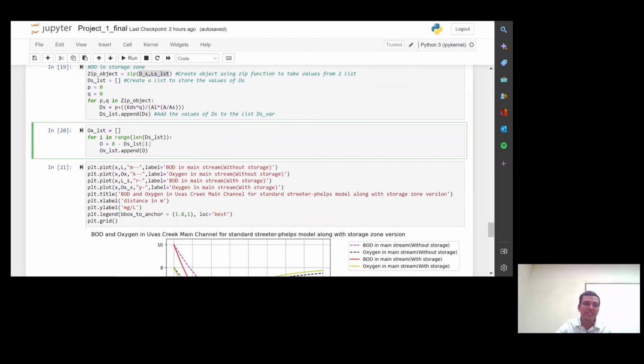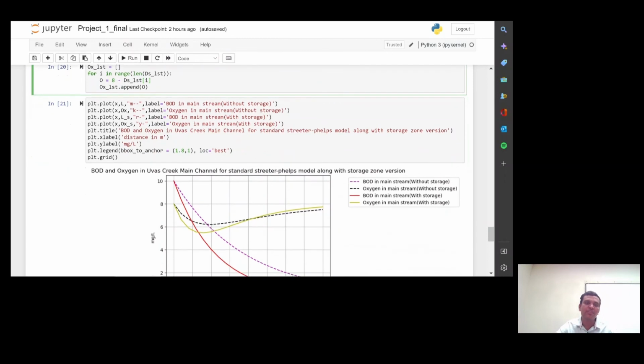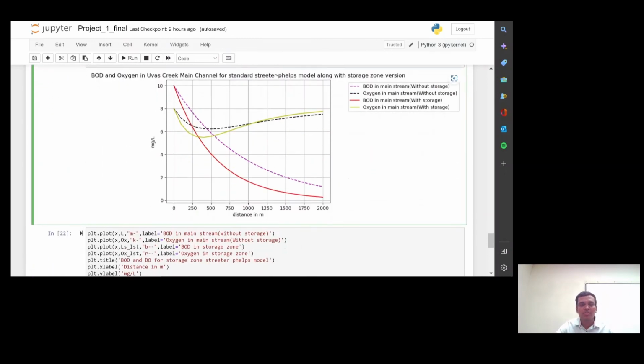Then we did the same for oxygen. We find out the values of oxygen. Then we plot the graph. So you can see in the plot there is the breaking line, the magenta line is showing the value of BOD in mainstream without storage, and the continuous red line is showing the value of BOD in mainstream with storage. So there is a difference between two lines, and also the black breaking line is showing the oxygen in the mainstream without storage, and the continuous yellow line is showing the value of oxygen in the mainstream with storage. So there is a difference between two lines.